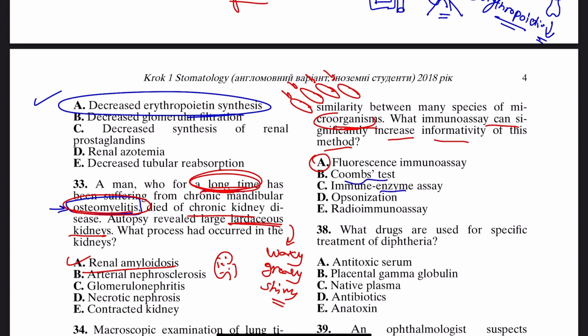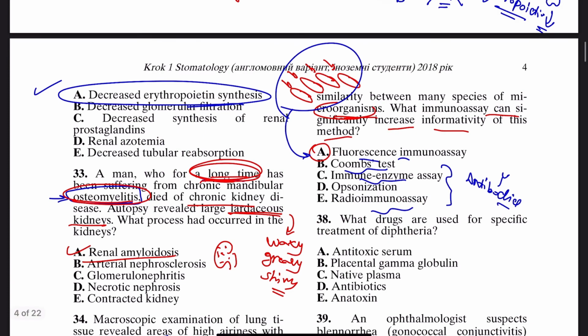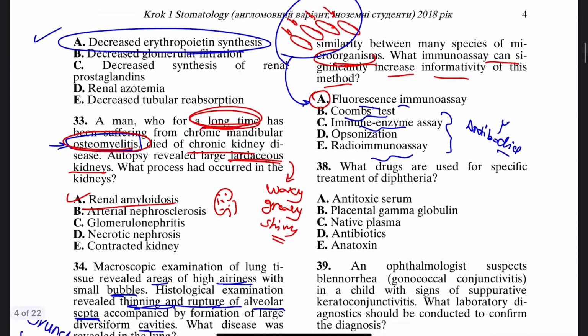Coombs test, immune enzyme test, radioimmunoassay, these are all for the antibodies, the molecules that are against the bacteria, but for the bacteria itself, fluorescent immunoassay. Even though we can use fluorescent immunoassay as well for the antibodies, here it's the answer. So sometimes the answer can't be very accurate.